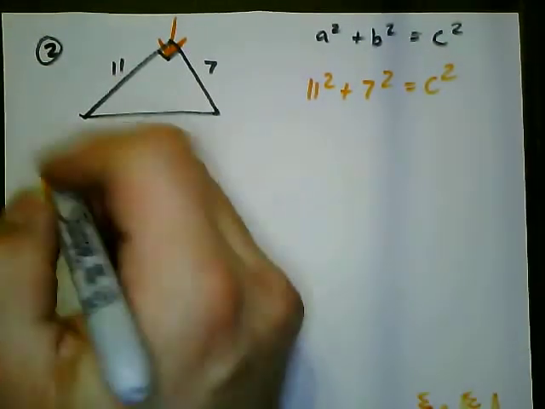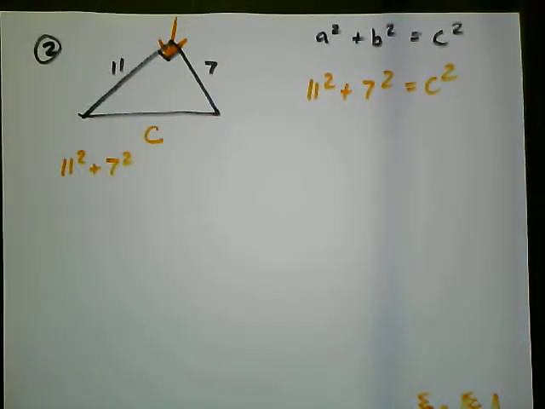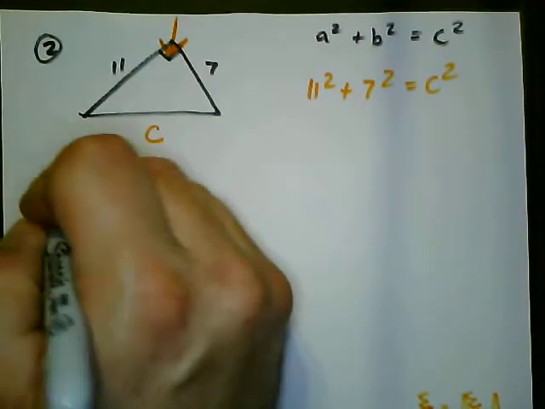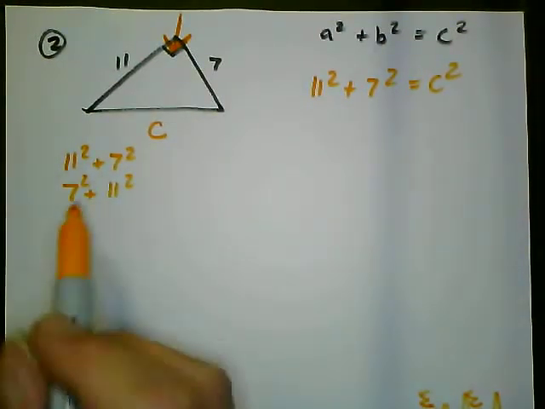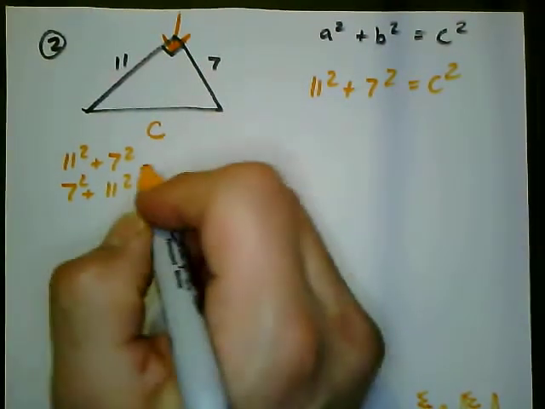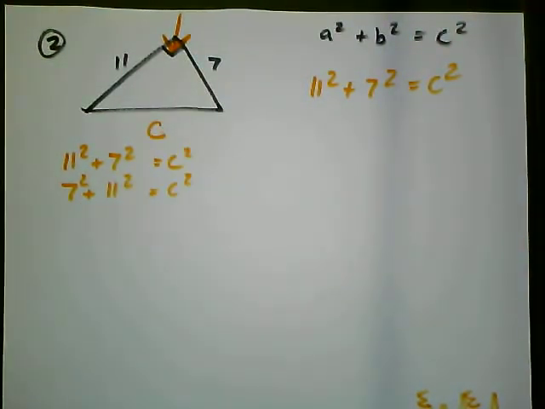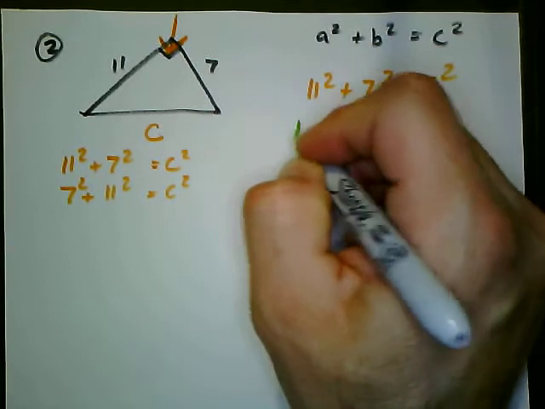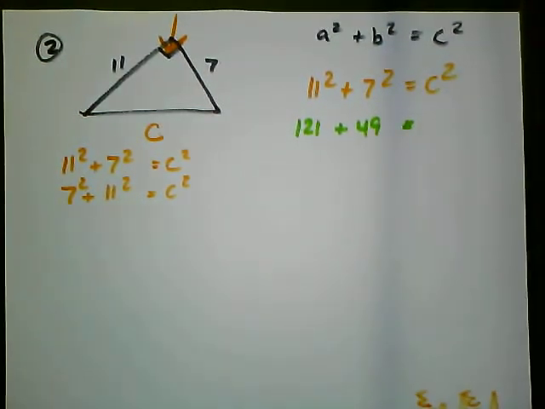Doesn't matter. Could you do it this way? Could you do 11 squared plus 7 squared? You sure could. I'm sorry, I just did it the same way: 7 squared plus 11 squared. Either way is perfectly fine. But what has to be out here is the c side, which is indicated there. All right, 11 squared is 121. 7 squared is 49.